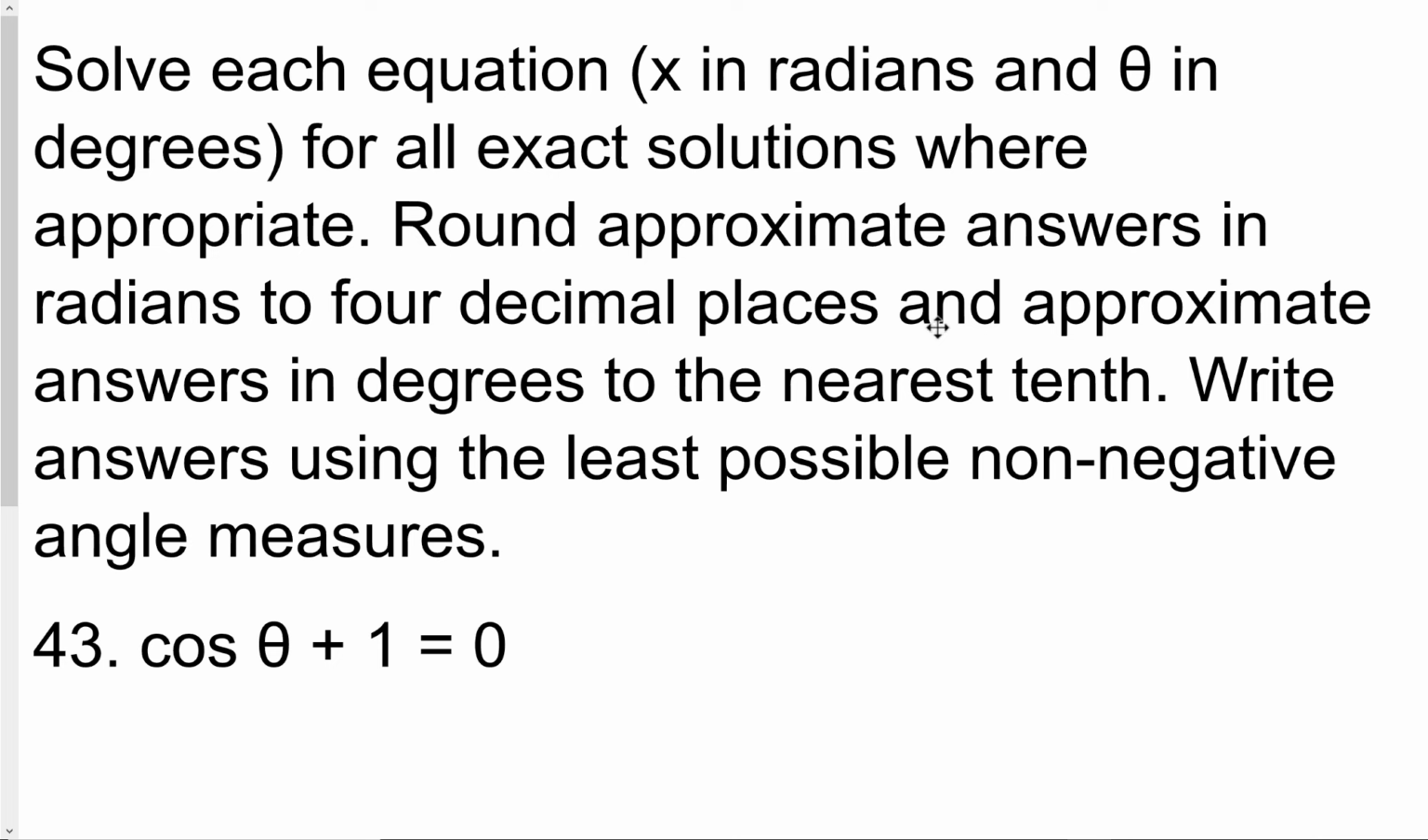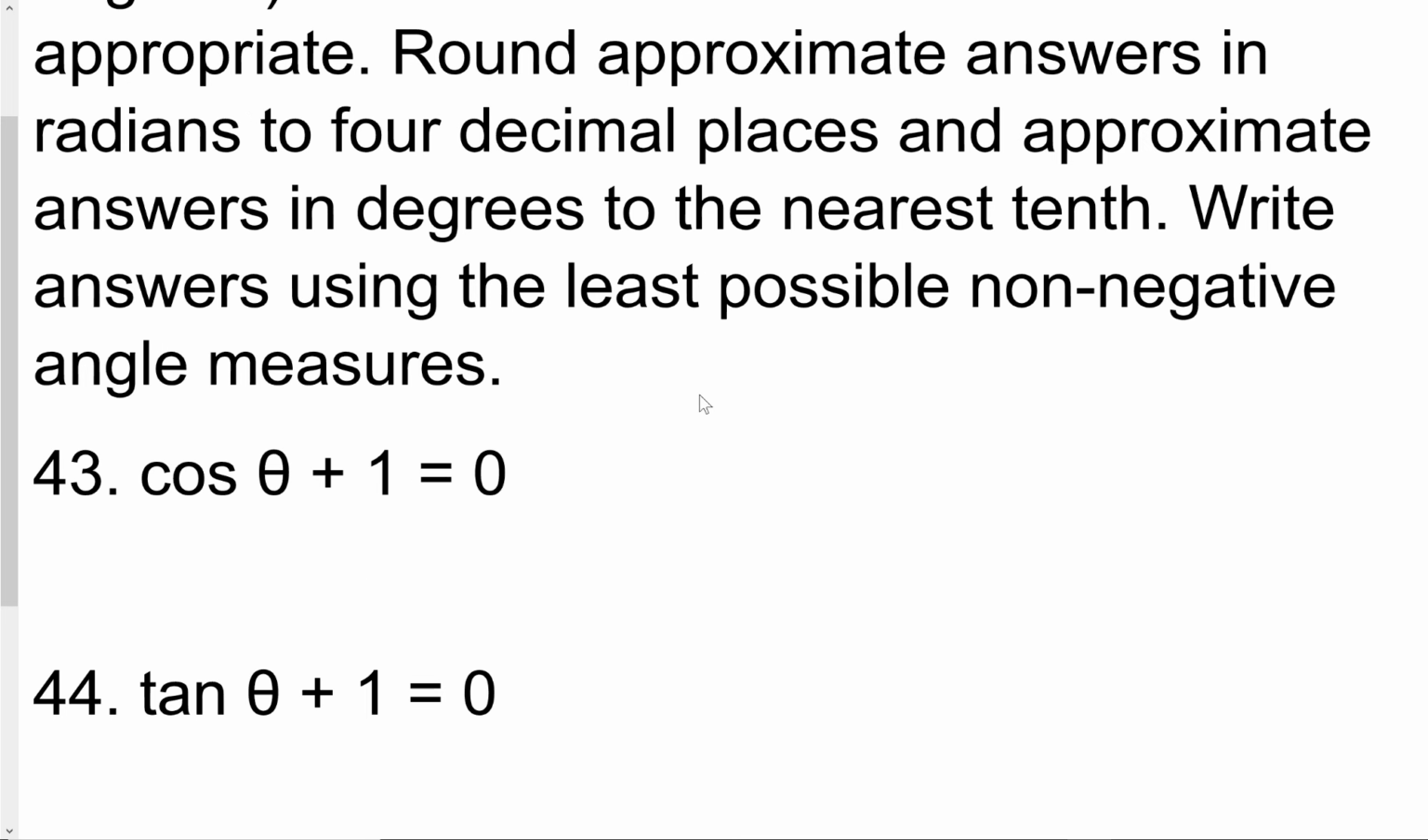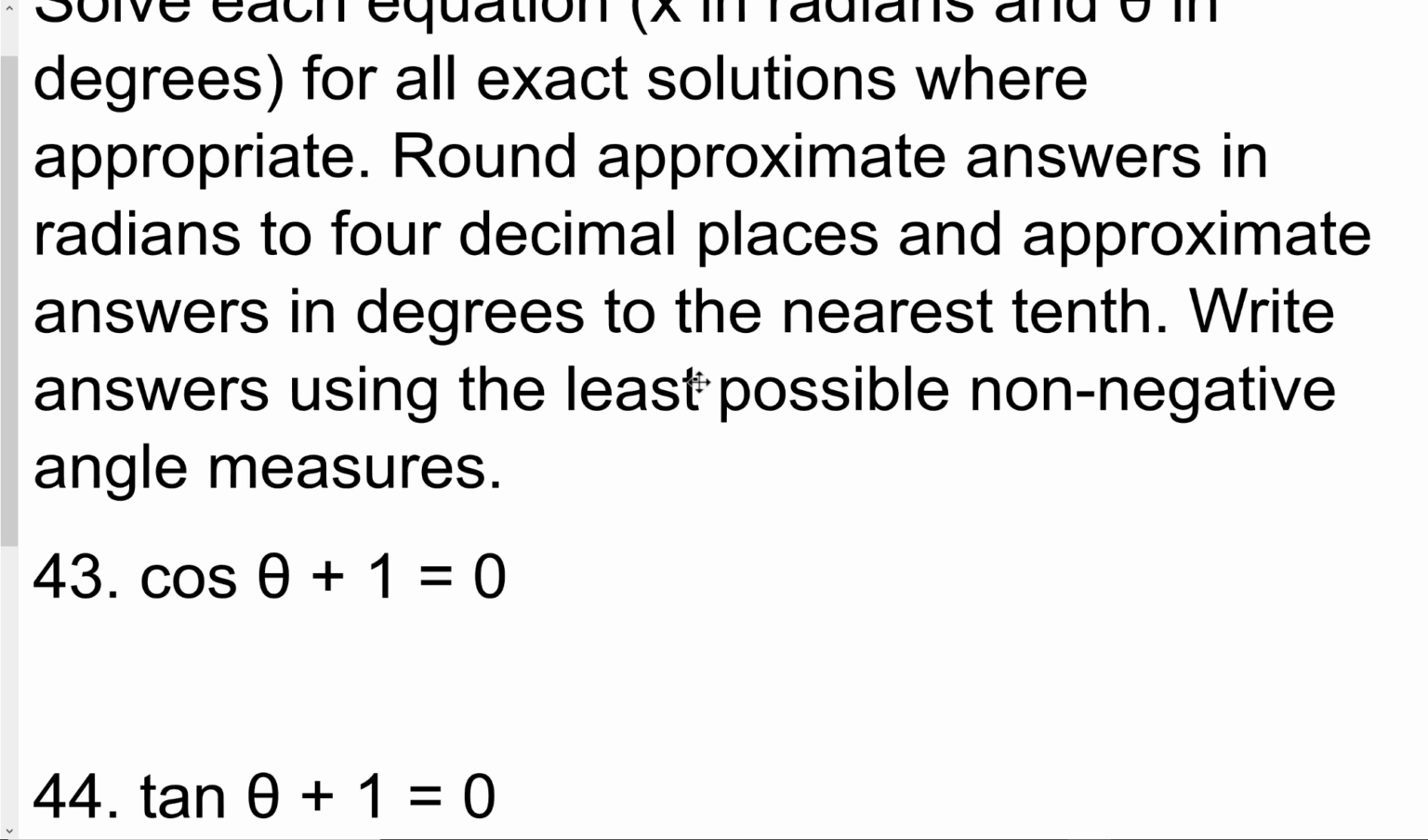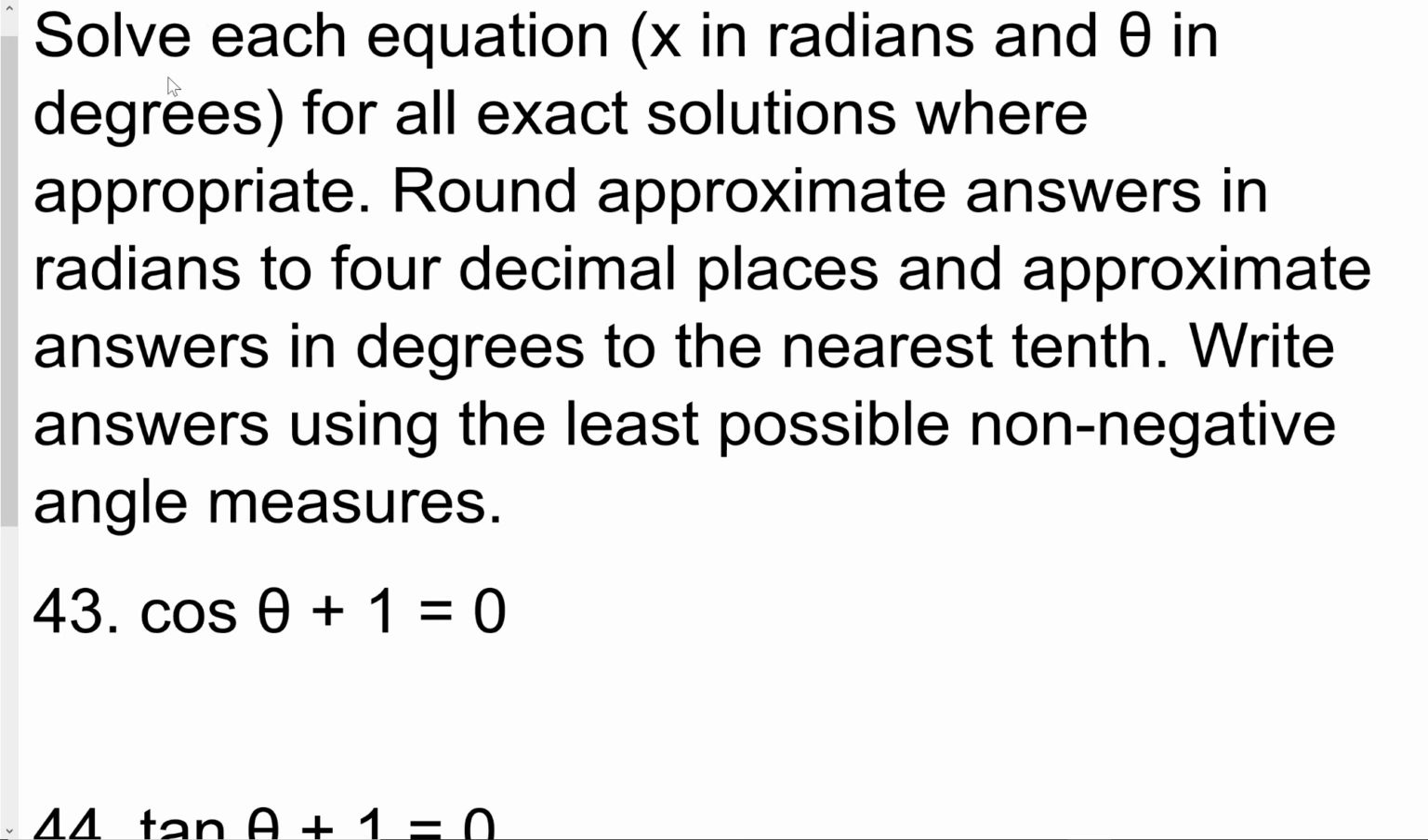You're having trouble with a little bit of 7.6 homework, number 43 and so on. So here's going through 44 and such. So you want to solve the equation. If it has an x in there, that means you're solving in terms of radians. So that's like pi halves, pi thirds, pi sixths, those kind of things. If it's an exact number, all right.